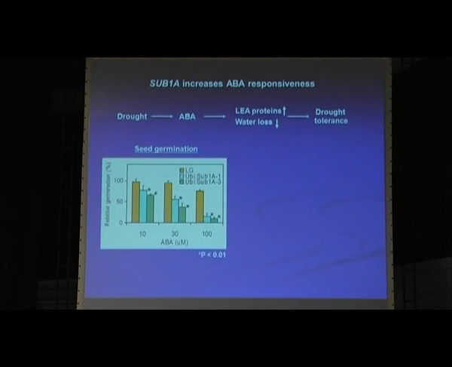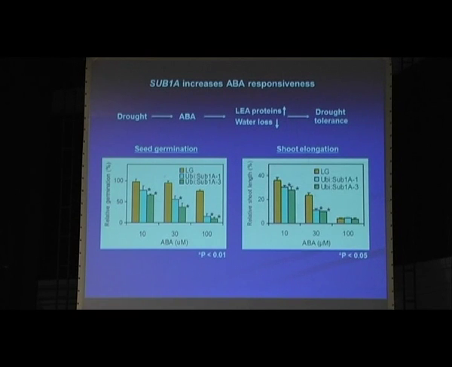And we examined the responsiveness to ABA using wild-type and SUB1A overexpression lines. ABA decreased seed germination. This is seed germination observation. We observed seed germination was restricted by ABA in all 3 genotypes. However, in the SUB1A overexpression lines, the seed germination was more severely restricted by ABA.